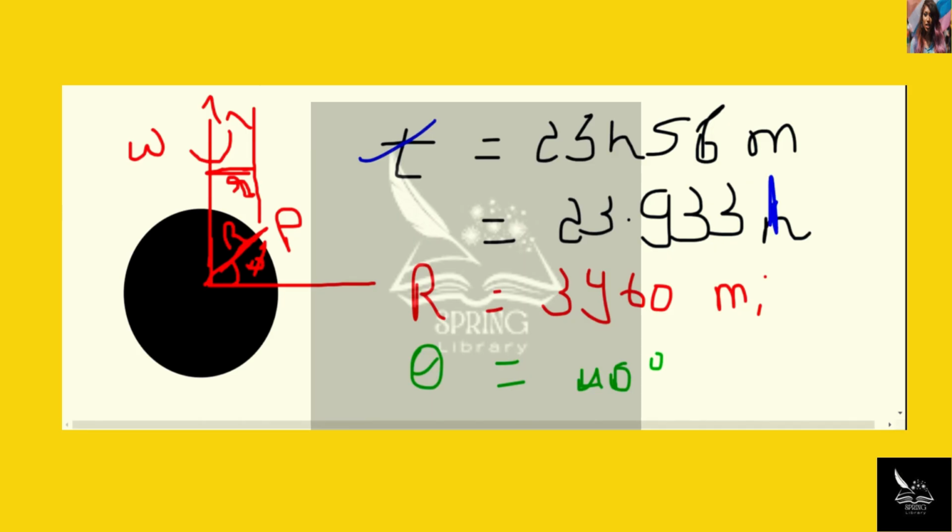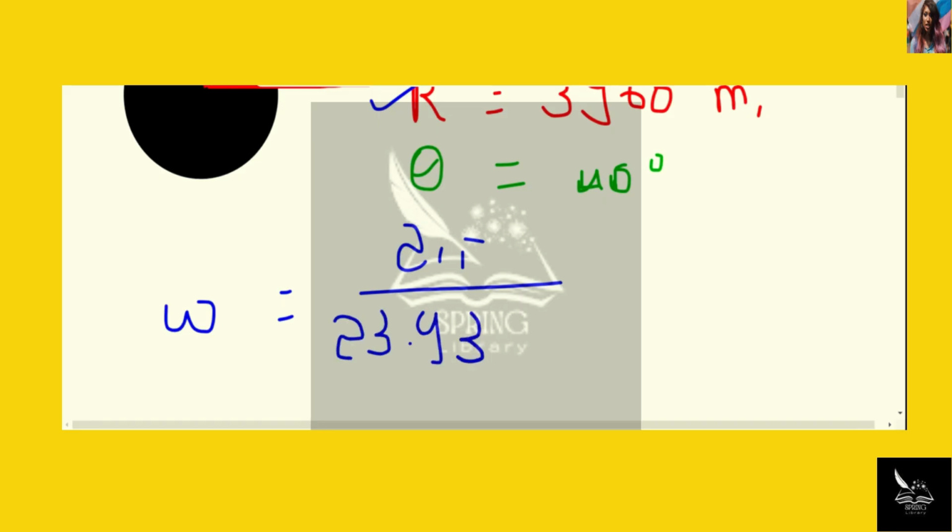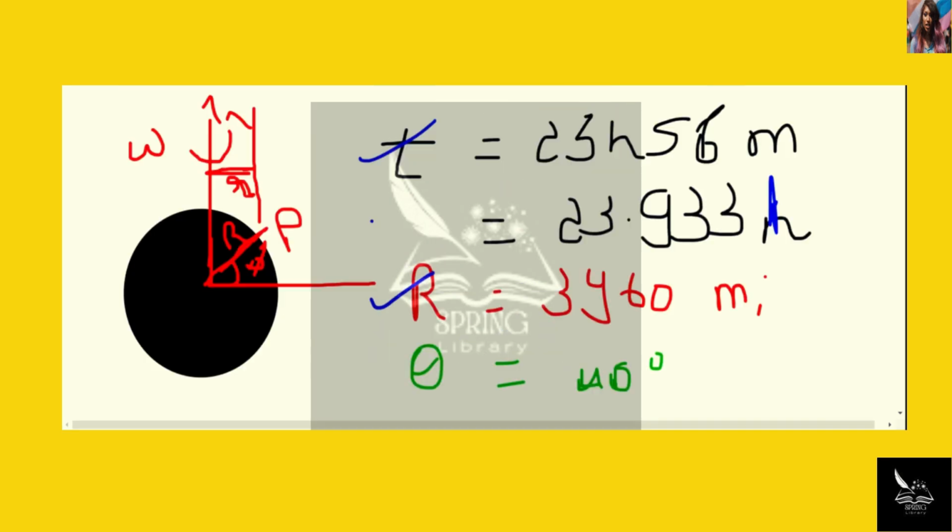The time taken by Earth to make one revolution is 23 hours 56 minutes, which is equivalent to 23.933 hours. Now, the mean radius of the Earth is 3,960 miles, and the linear velocity and acceleration of a point on the surface of the Earth are to be determined. The first part we are going to determine at the equator. In the next part, at Philadelphia, at latitude 40 degrees north, and in the third part at the North Pole. So let's move towards the solution.